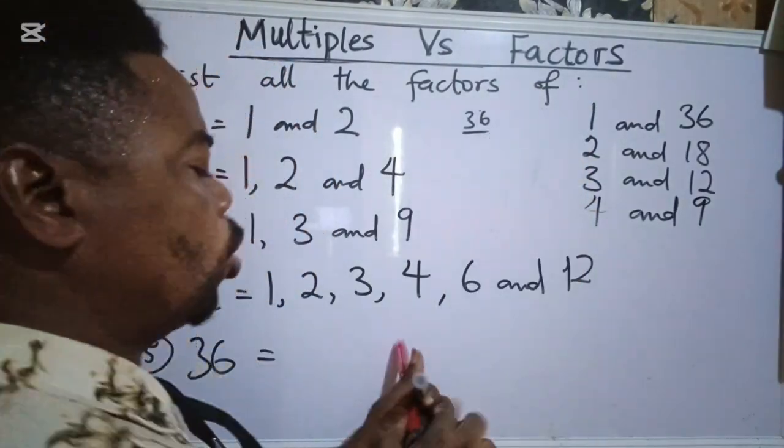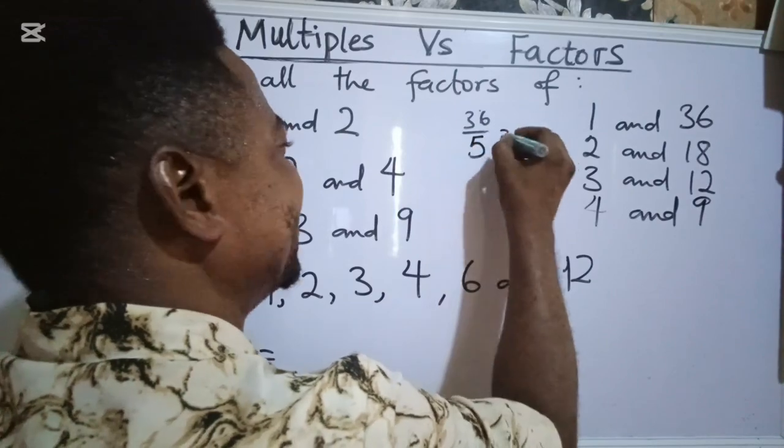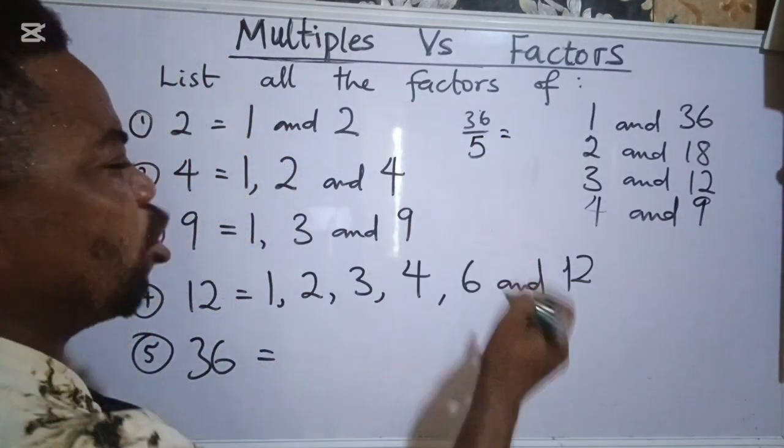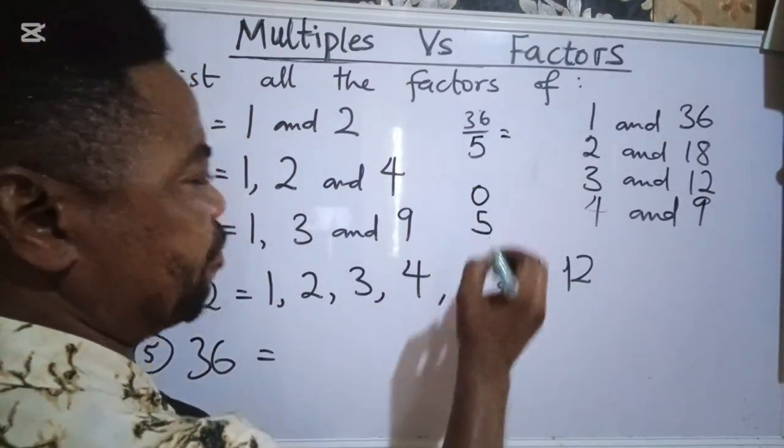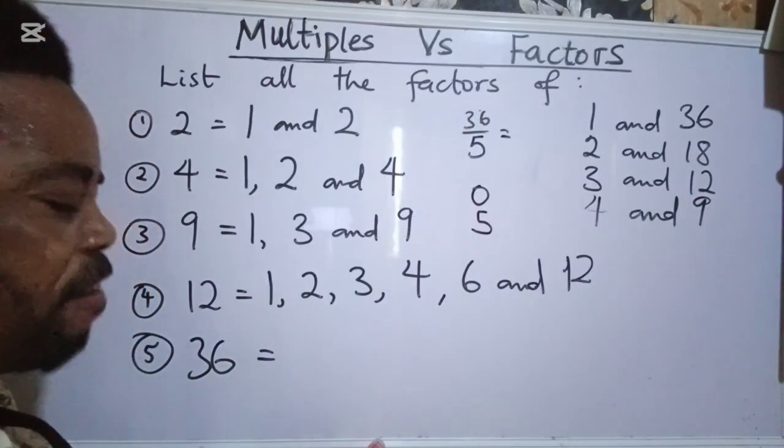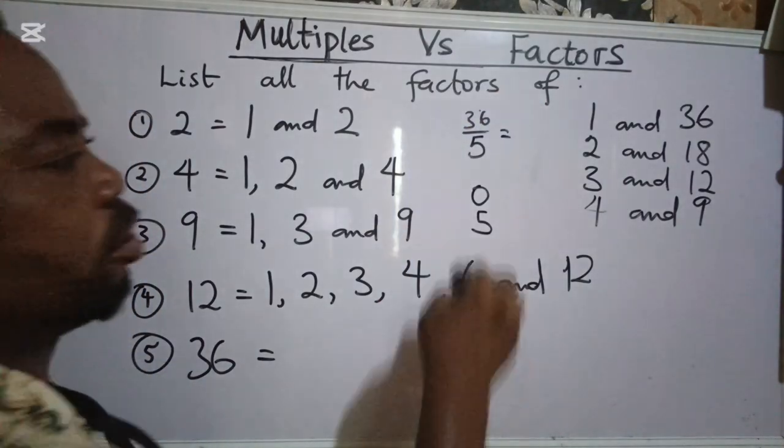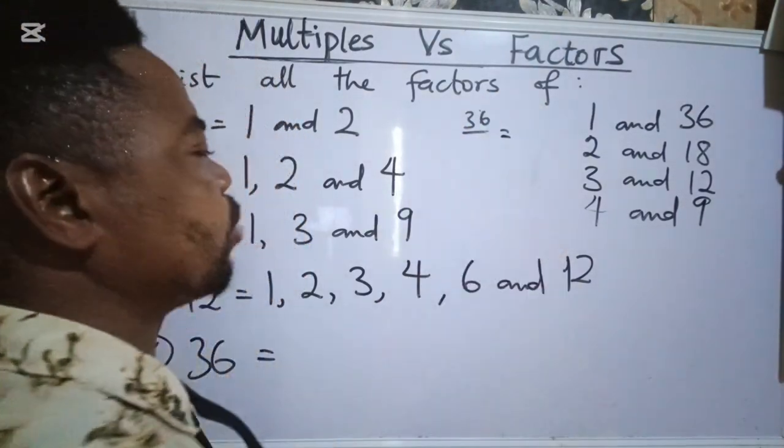If you try 5, it cannot divide it. Let us try it now. No, Mr. James, we don't have to try it. Why? Because 5 can only divide a number that ends with 0 or 5. But this one ends with 6. That means 5 can never divide it. Thank you. 5 cannot divide it. Let's try the next one.